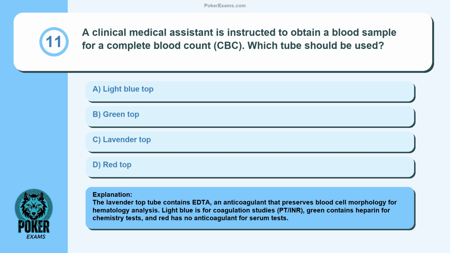The lavender top tube contains EDTA, an anticoagulant that preserves blood cell morphology for hematology analysis. Light blue is for coagulation studies, PT/INR, green contains heparin for chemistry tests, and red has no anticoagulant for serum tests.